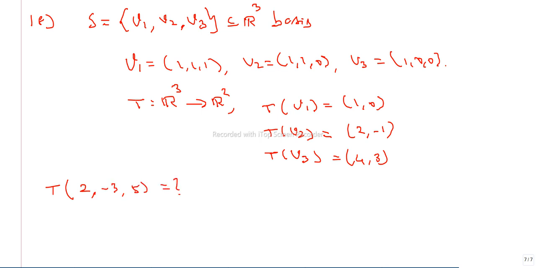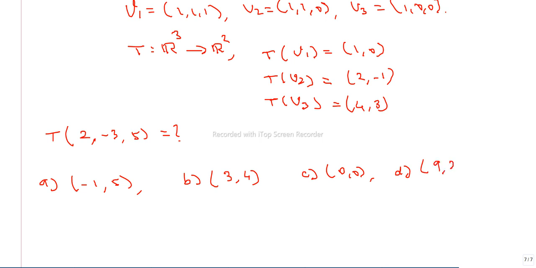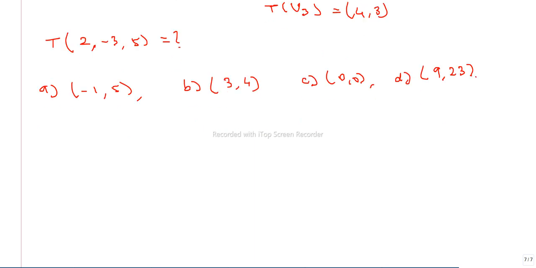What does it map to? The first option is minus 1 comma 5. The second option is 4 comma 3. The third option is 0 0. The last option is 9 comma 23. So how to solve this one? First you have to rewrite this 2 comma minus 3 comma 5 as a linear combination of this V1, V2, V3, and then use T is a linear transformation. So how to write this as a linear combination?